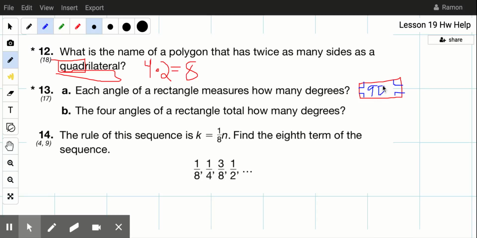Now, the 4 angles of a rectangle total how many degrees? Well, you have 4 angles, they're all 90. So to figure out that total, you would just multiply the number of groups, which is 4, by the number in each group, which is 90.